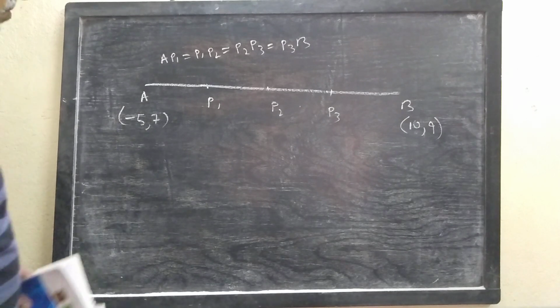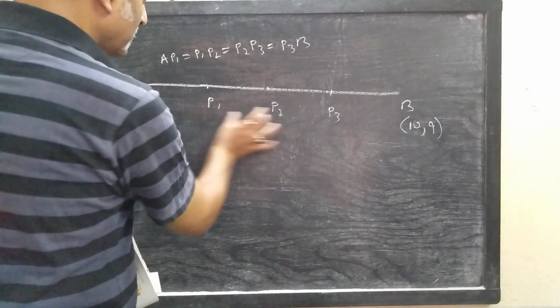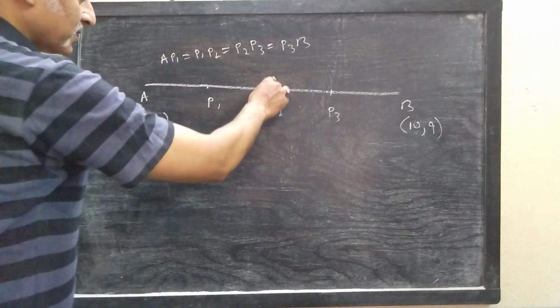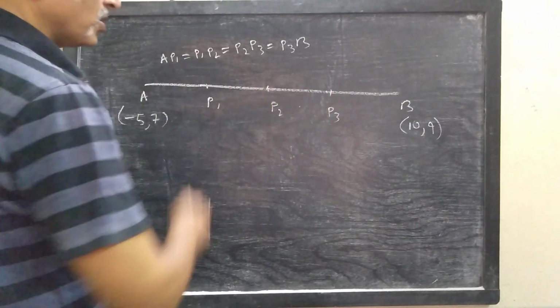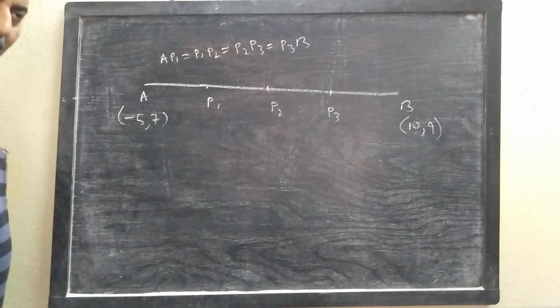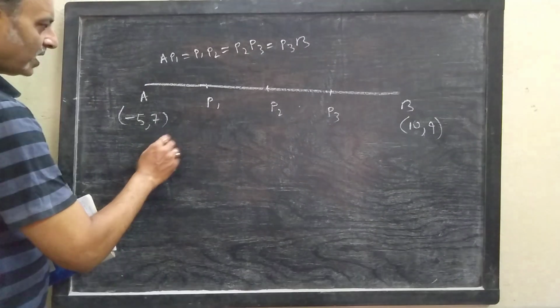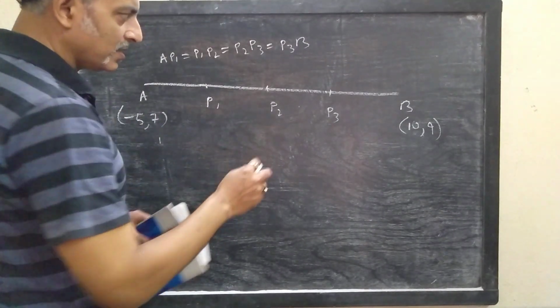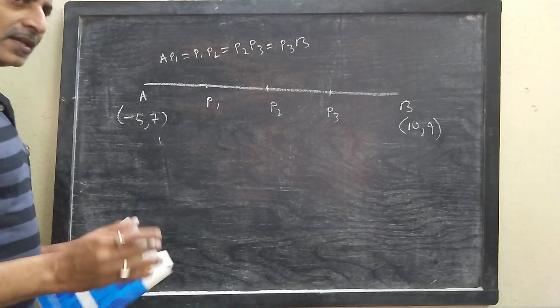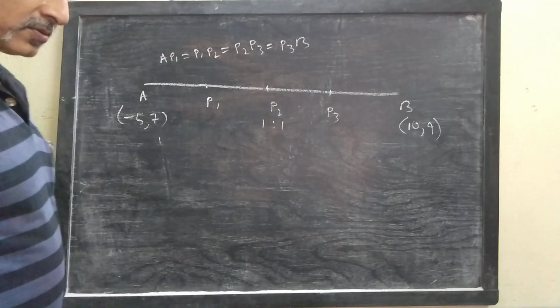Now look, as these distances are equal, so you can consider P2 as the midpoint of AB. Why? Because AP2 is same as P2B. So you can find first the coordinates of P2 as, now look, when a point divides a line segment into equal parts, it is dividing that line segment in the ratio 1:1.